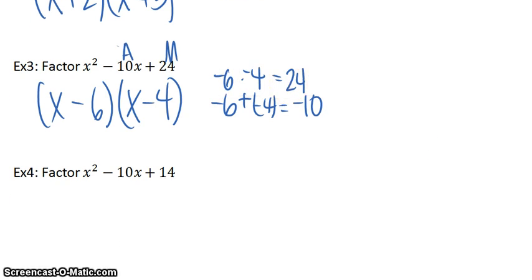And our last example, so add to negative 10 and multiply to 14. Okay, so factors of 14, 1 and 14, so 1 times 14, that equals that, but oh, they have to both be negative. Okay, that's still not going to add up to negative 10. So let's think of another one. 2 and 7. Negative 2 times a negative 7 works, but that doesn't add up to negative 10. That adds up to negative 9. And those are all the factors of 14. So, in this case, we are going to say that this is prime.